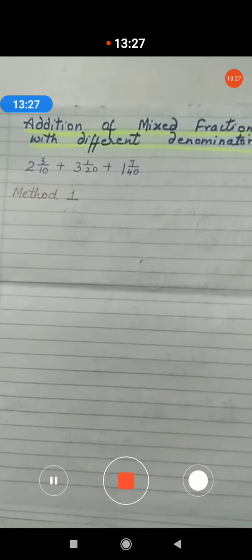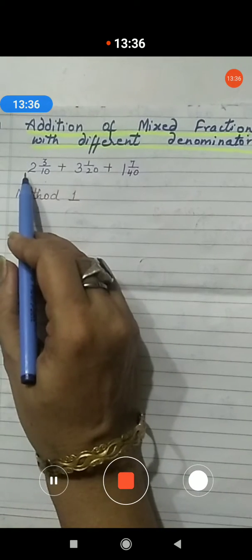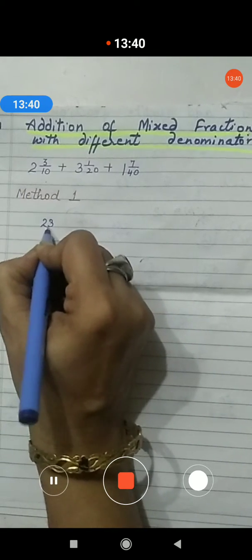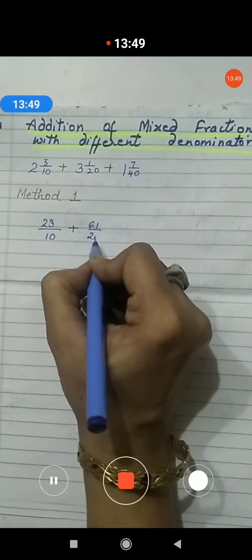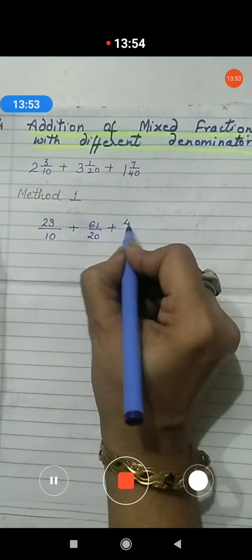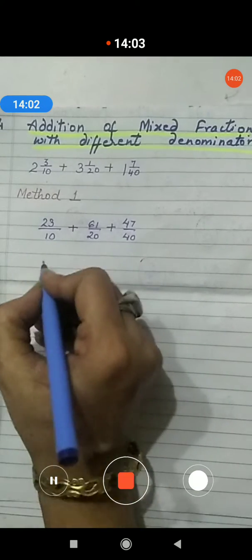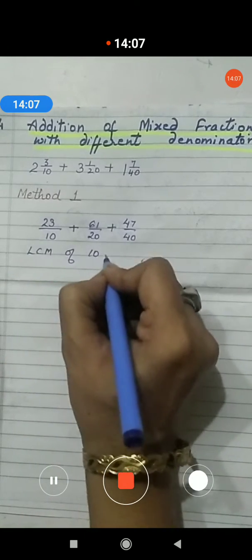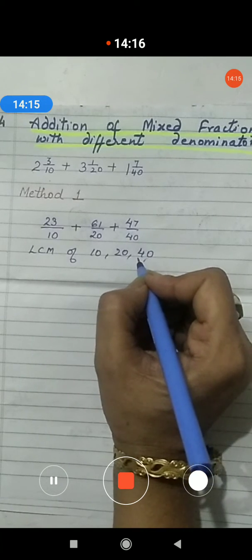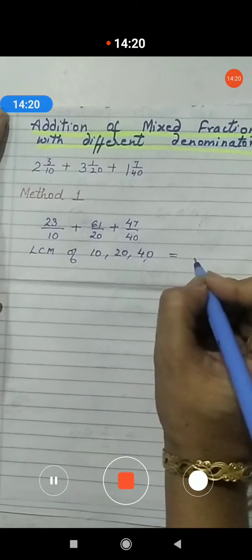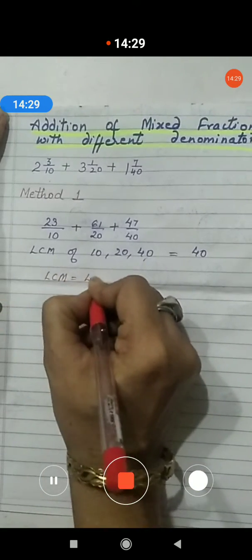Now in this case, first we can change the mixed fractions to improper fractions. So 10 2s are 20, 23 upon 10. 20 3s are 60 plus 1, 61 upon 20. Then 40 1s are 40, and 47 upon 40. Is that clear? Now denominators are different, so we will take the LCM. LCM of 10, 20, 40. If we take the LCM of 10, 20, 40, we will be getting LCM as 40. Okay, so LCM is equal to 40.